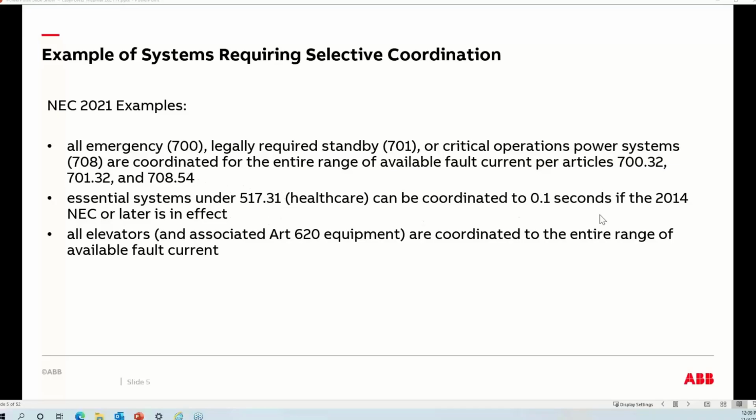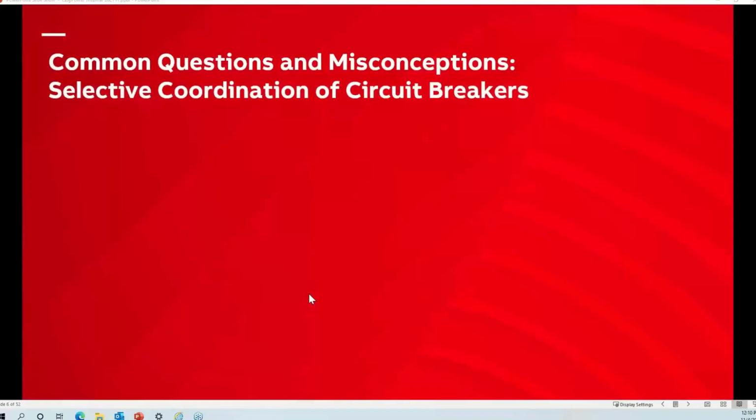We mentioned 517 for essential systems in hospitals. Another example, elevators and other associated Article 620 equipment. And of course, there are more areas of the code that make statements about selective coordination requirements. But these would be some of the most common ones that you see in many designs and facilities.